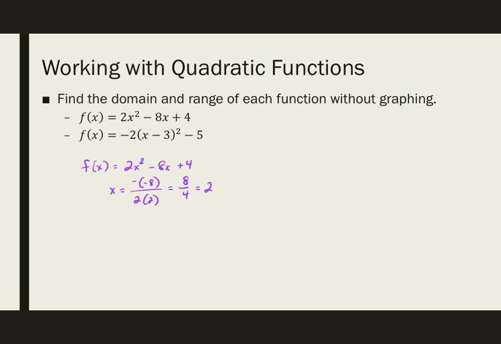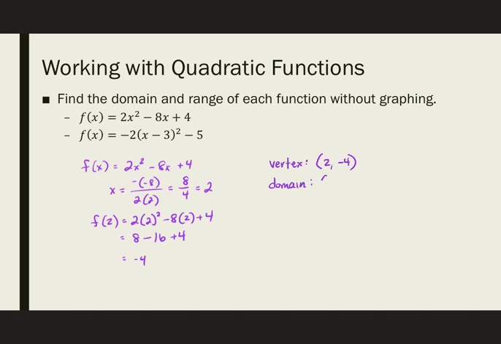And once I have that, to get the y value for the vertex, I'm going to plug that in. So f of 2 is going to be 2 times 2 squared minus 8 times 2 plus 4. So 2 squared is 4, 4 times 2 is 8, 8 times 2 is 16, plus 4. So 8 minus 16 is negative 8, plus 4 is negative 4. So the vertex of this function is going to be 2, negative 4.